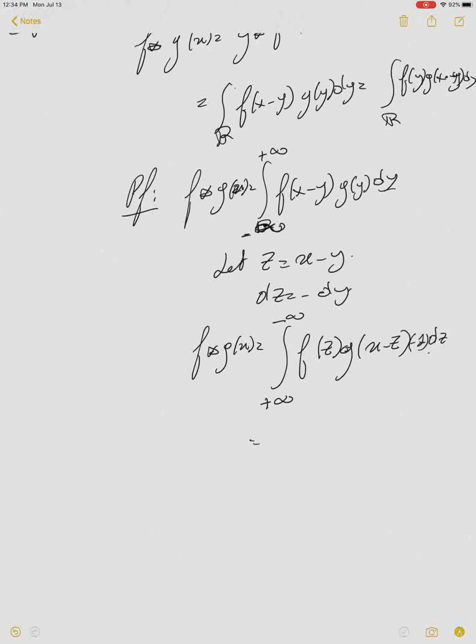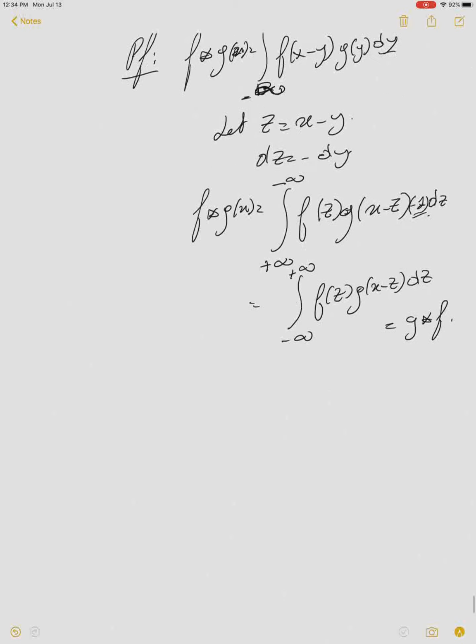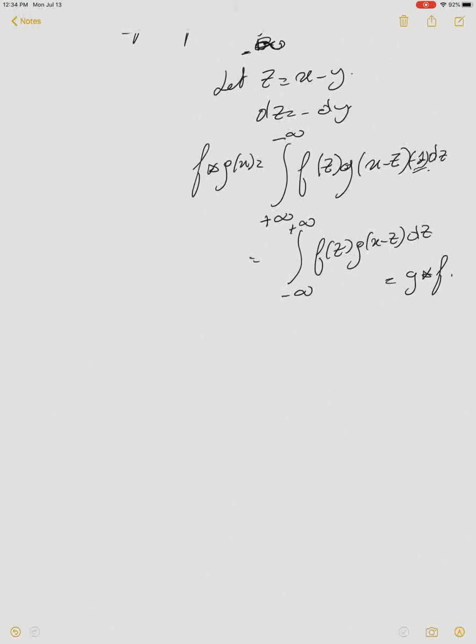Okay, so minus 1 times dz. But I have the integral from positive infinity to minus infinity. So this is from minus infinity to positive infinity with a minus, but I have a minus 1 here that will cancel. So f of z, g of x minus z dz. And this is nothing but g convolved with f. Okay. Second property, distributivity.